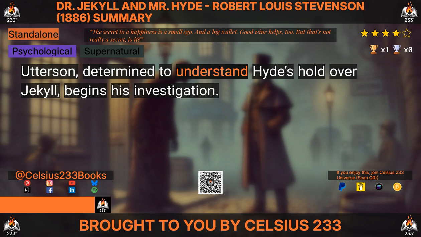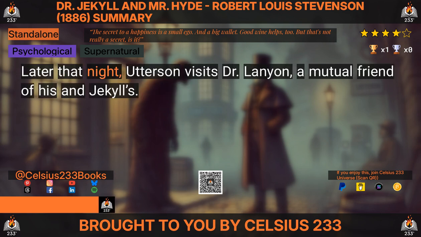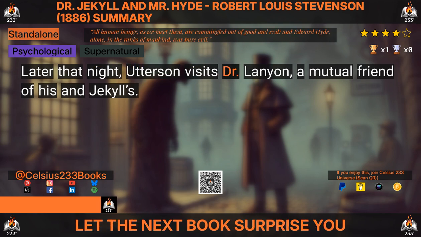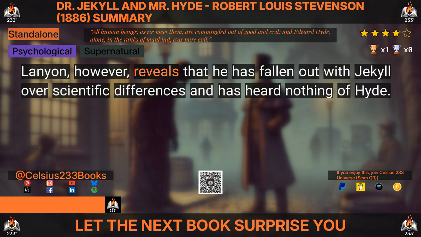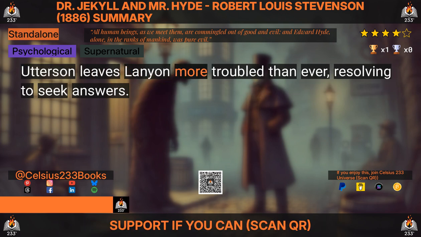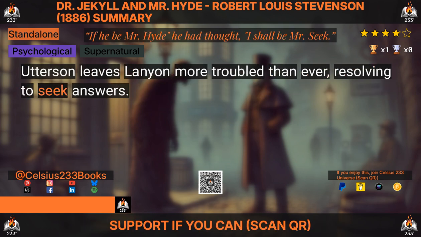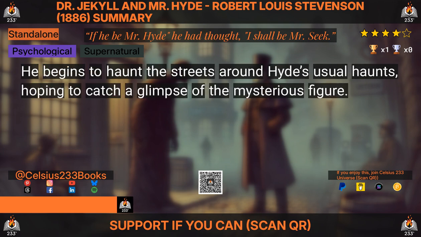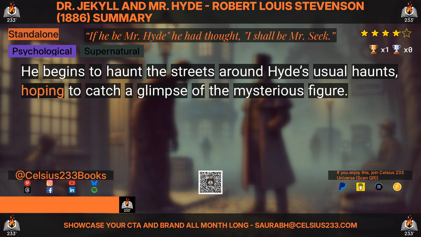Utterson, determined to understand Hyde's hold over Jekyll, begins his investigation. Later that night, Utterson visits Dr. Lanyon, a mutual friend of his and Jekyll's. Lanyon, however, reveals that he has fallen out with Jekyll over scientific differences and has heard nothing of Hyde. Utterson leaves Lanyon more troubled than ever, resolving to seek answers. He begins to haunt the streets around Hyde's usual haunts, hoping to catch a glimpse of the mysterious figure.